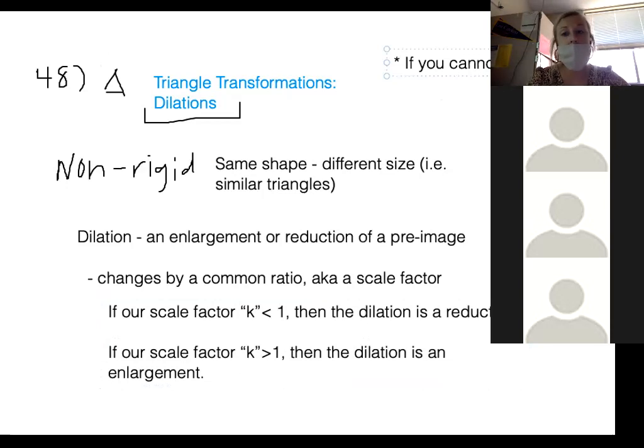If you cannot tell what the scale factor is from the coordinates, you can use this formula right here. So you can do the image number divided by, let's see if I can figure out how to do divided by.